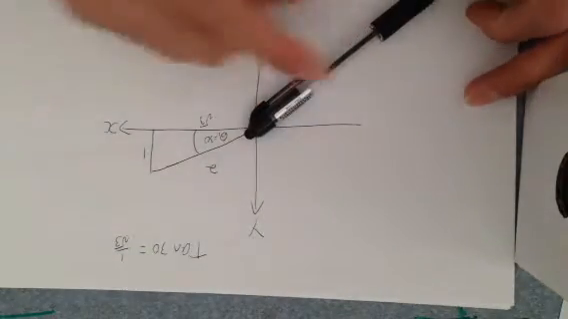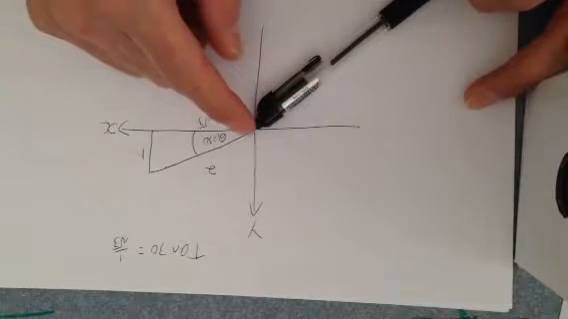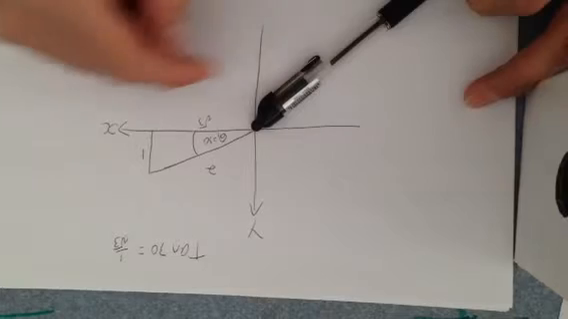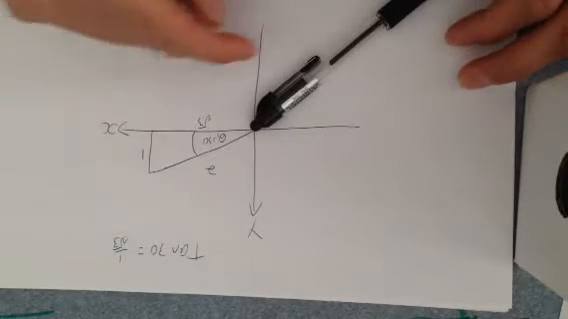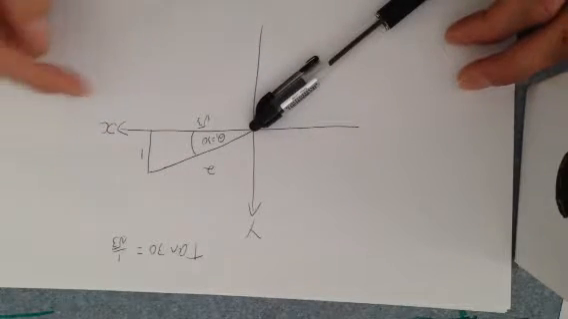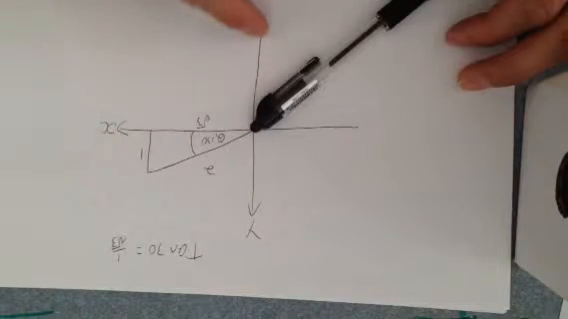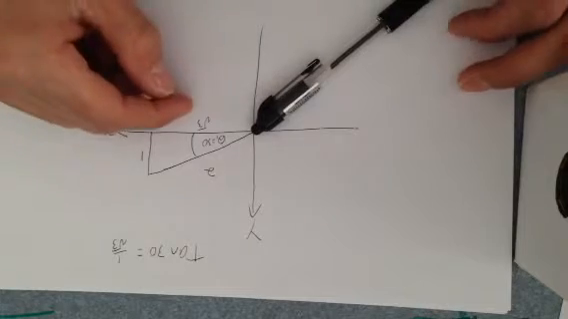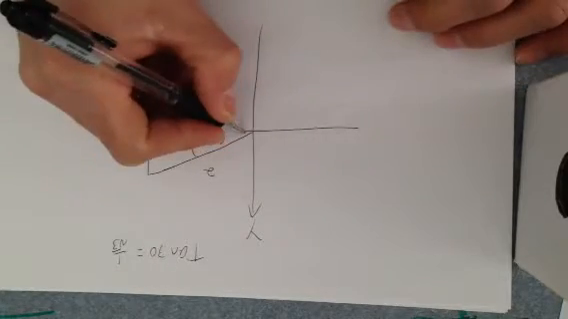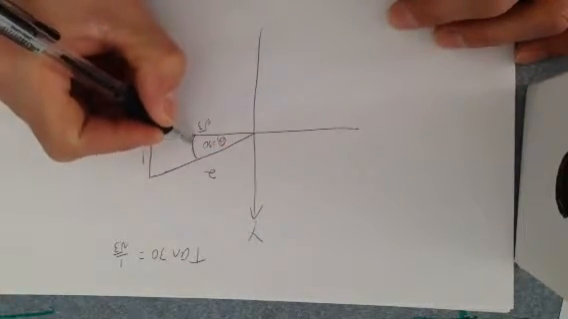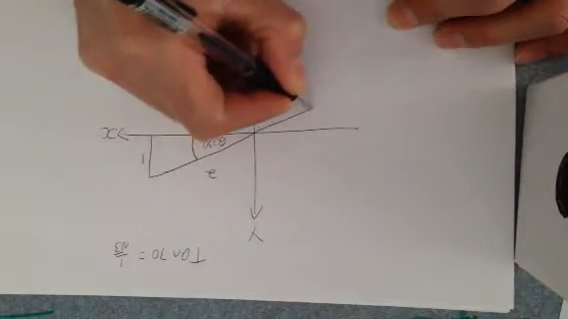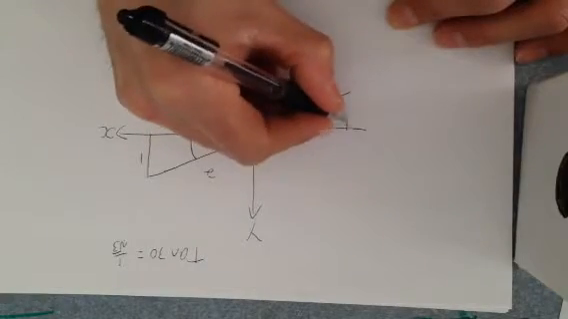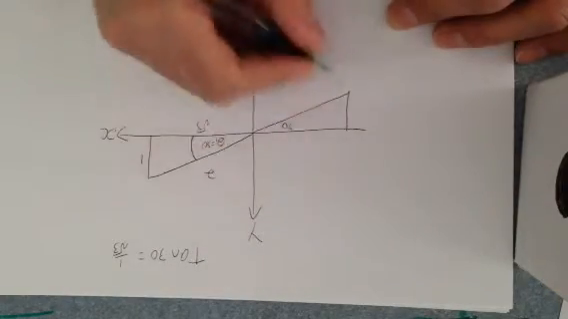If I look over here, my y value is negative, my x value is also negative. My answer is going to be over here. If you take your negative y value and divide it by your negative x value, you're going to get a positive number. Because that's 30 degrees, I'm going to have a reference angle of 30 degrees.